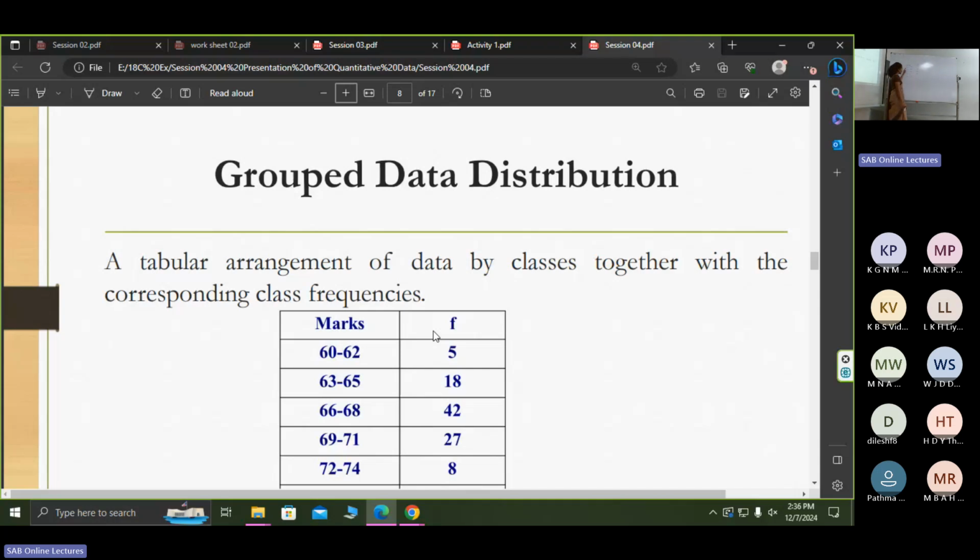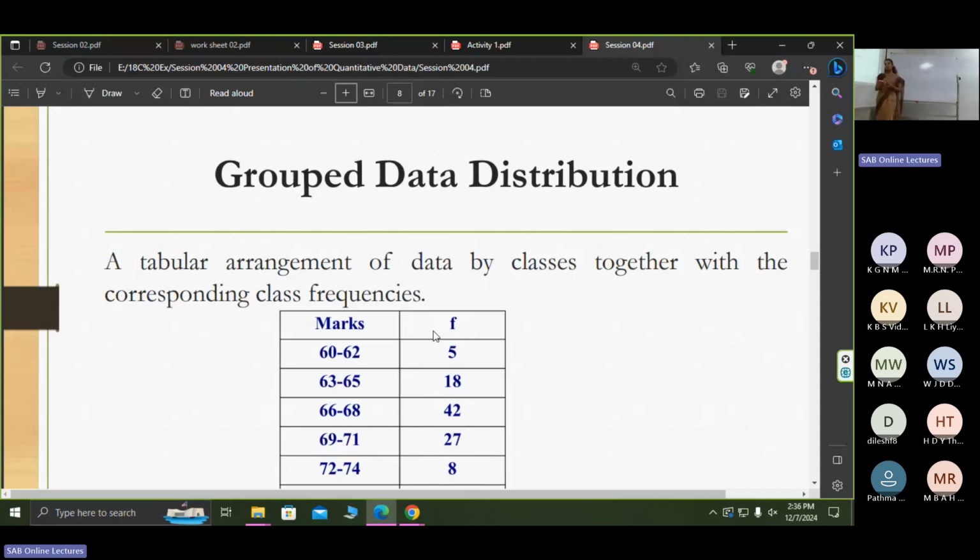Understood? There is no clearly separated value here. You cannot find out what the exact mark is. There is a range. Then this is the number of students. It's clear? This is the group of 60 to 62. The next one starts from 63 to 65. This group we call a class interval. Understood? In the grouped data distribution, there are class intervals.